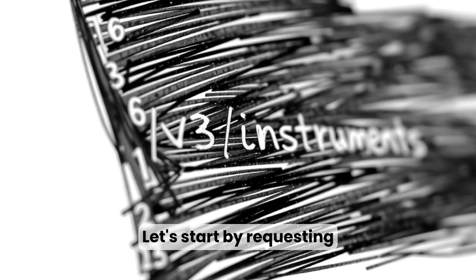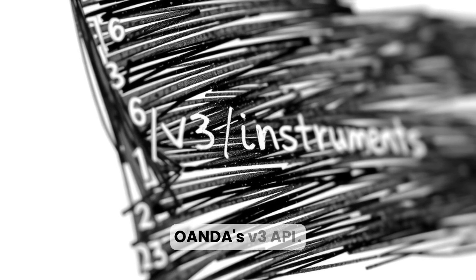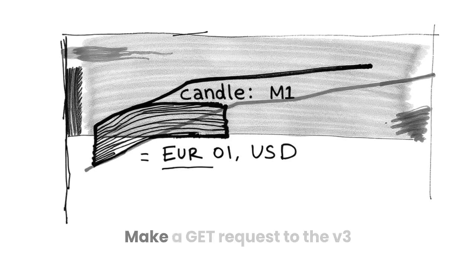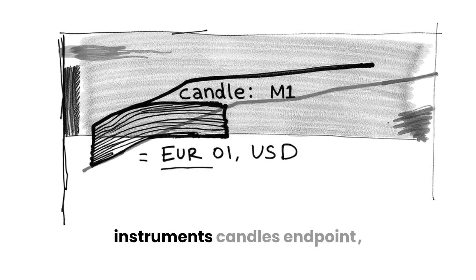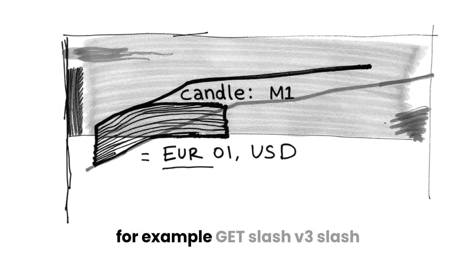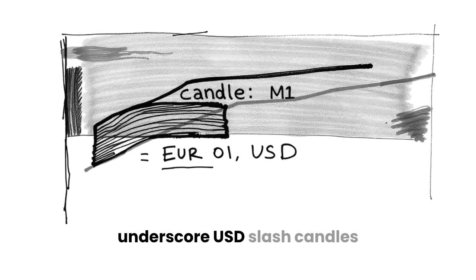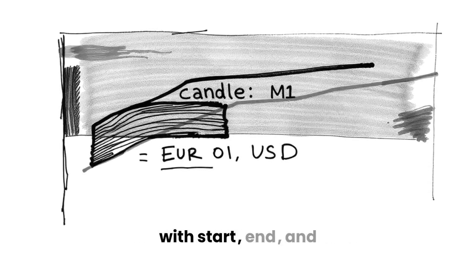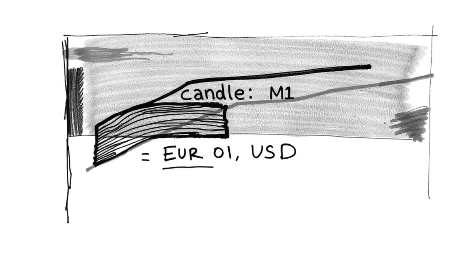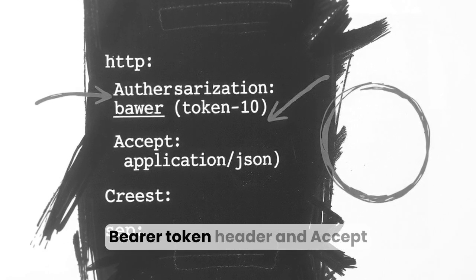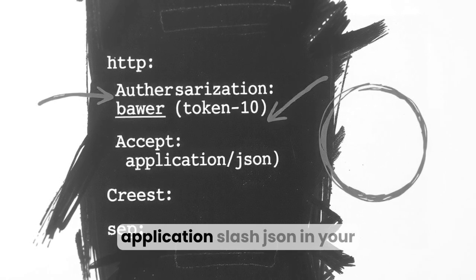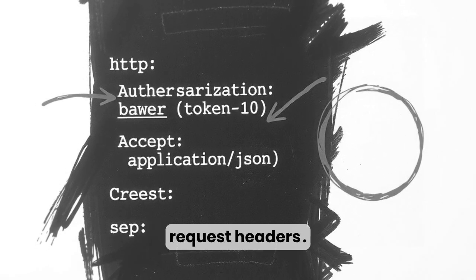Let's start by requesting historical candle data from OANDA's v3 API. Make a GET request to the v3 instruments candles endpoint. For example, get /v3/instruments/EUR_USD/candles with start, end, and granularity. Include an authorization bearer token header and accept application/JSON in your request headers.